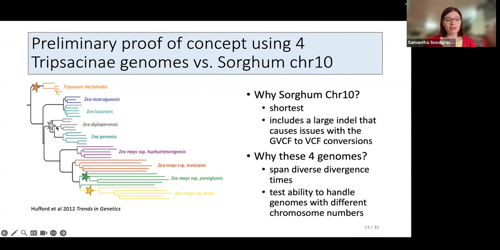dactyloides, Zea diploperennis, parviglumis, and maize, specifically B73, because these genomes span a diverse range of divergence times, which will allow us to test some of these timing analyses, as well as the ability to handle genomes with different chromosome numbers, so that it will be robust in that way.